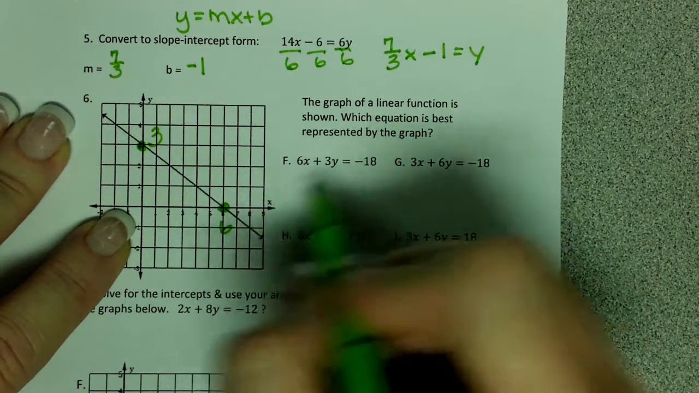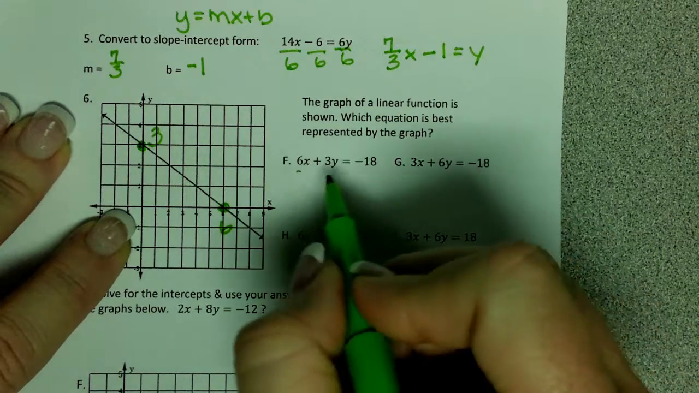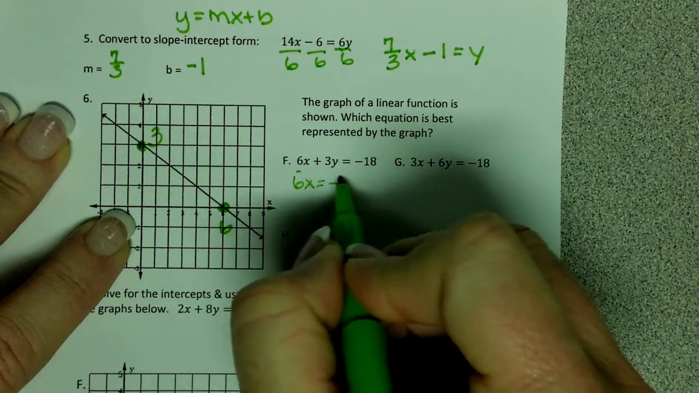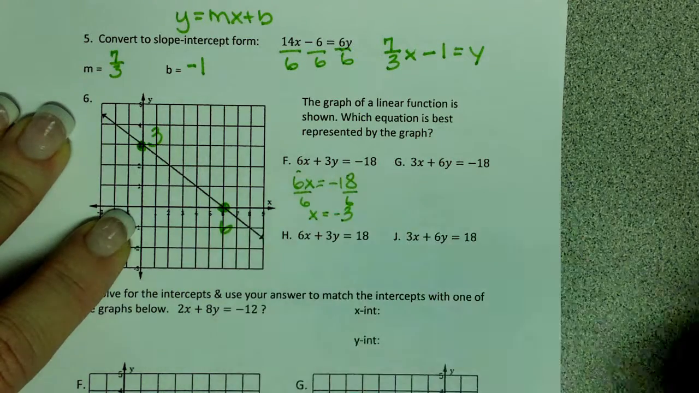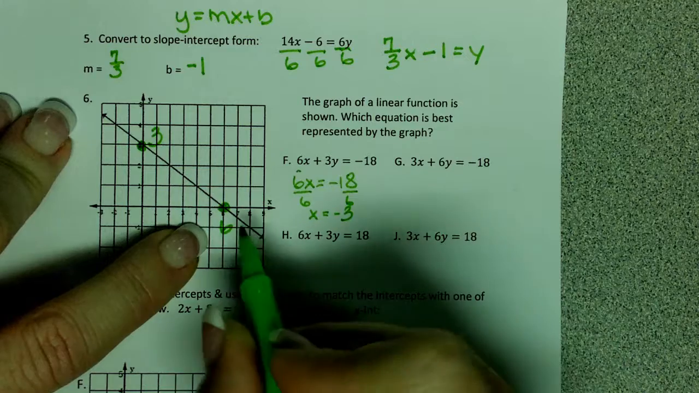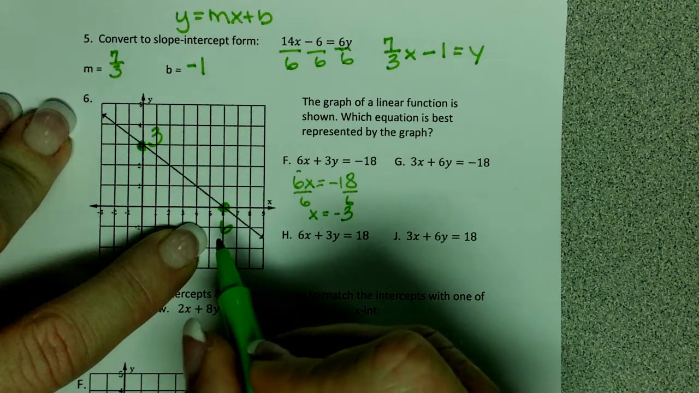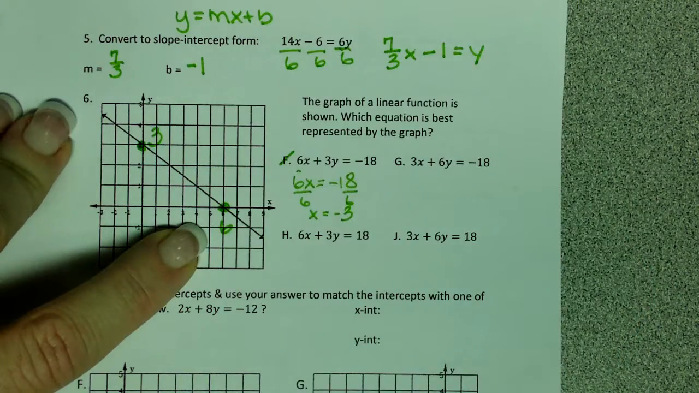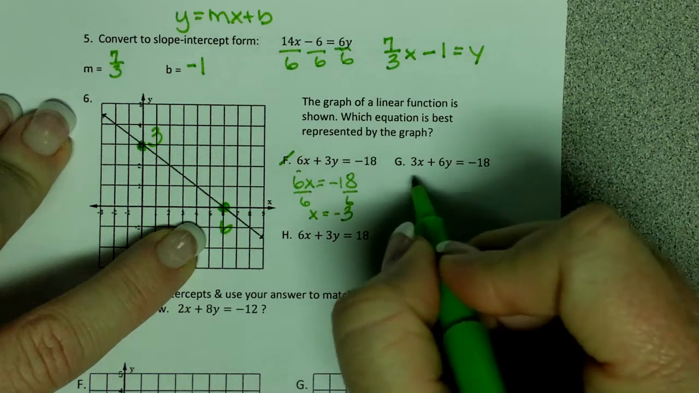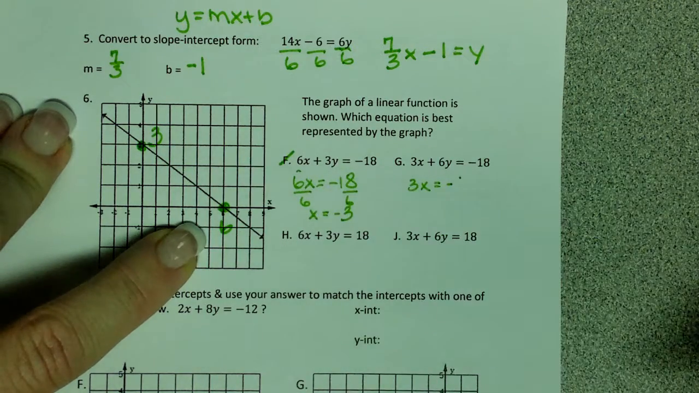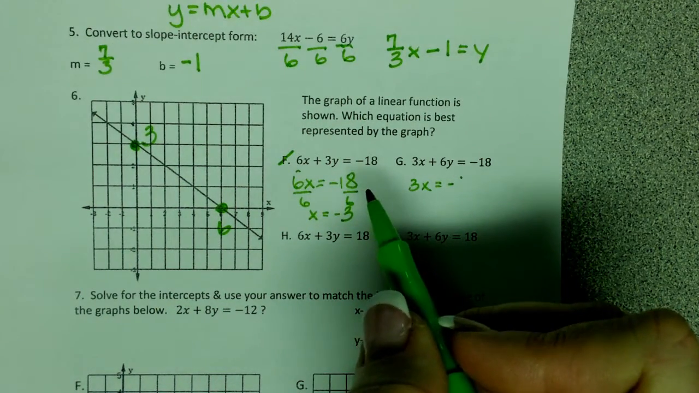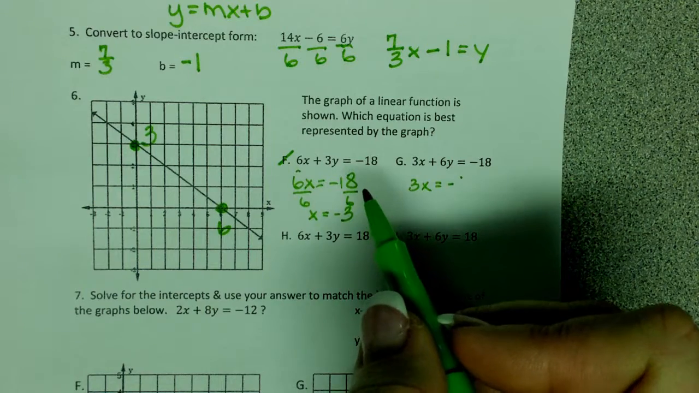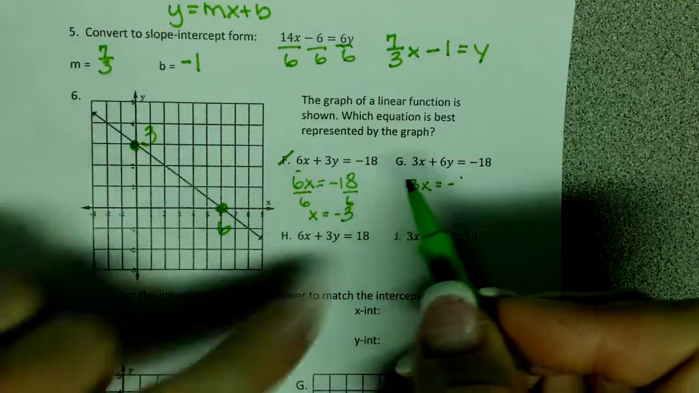Whenever I have this one right here, to find the x-intercept, I say 6x equals negative 18, I divide everything by 6, and I see that x equals negative 3. Does that one work? No, because I'm looking for an x-intercept of 6. So we know it's not F. Over here I'm going to do the same thing. Remember, if we're looking for the x-intercept, we leave out the y. If we're looking for the y-intercept, we leave out the x.